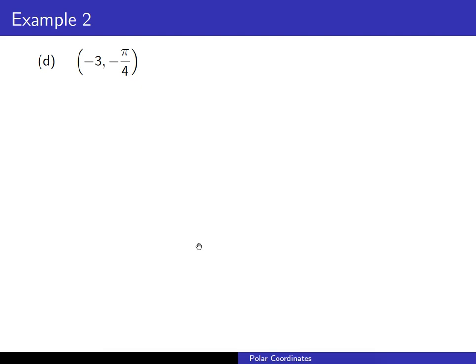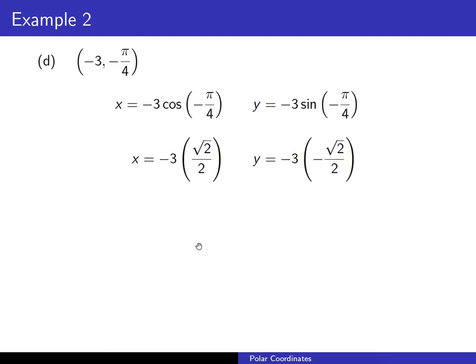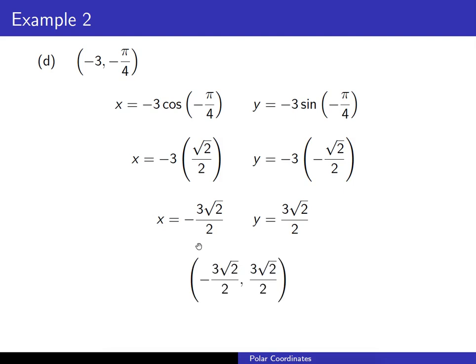Finally, part D, negative 3, negative pi over 4. X is negative 3 times the cosine of negative pi over 4. Y is negative 3 times the sine of negative pi over 4. So for x, it's negative 3 times the square root of 2 over 2. For y, it's negative 3 times negative square root of 2 over 2. And we get x is negative 3 square root of 2 over 2. And our y-coordinate is positive 3 square root of 2 over 2.